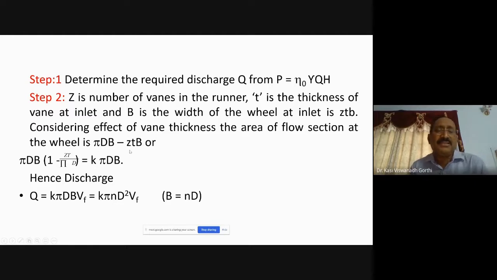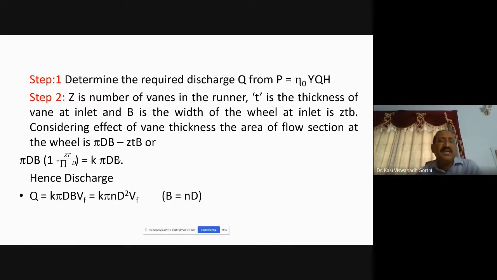So pi dB minus ZtB is the area of the flow section. Then take pi dB as a common from both. You have 1 minus Zt by pi d, which may be taken to be equal to K, which is known as the vane thickness factor. So K into pi into dB, the area available for flow will be K pi dB. Please note that K, vane thickness factor, depends on the number of vanes, the diameter, and the thickness of each vane. Then pi, of course, the constant. D is the diameter of the runner at inlet. B is the breadth of runner at inlet.